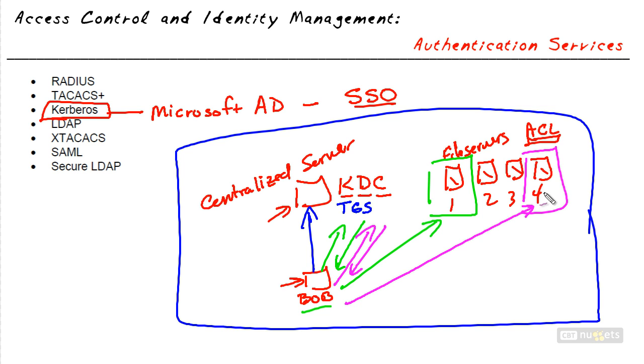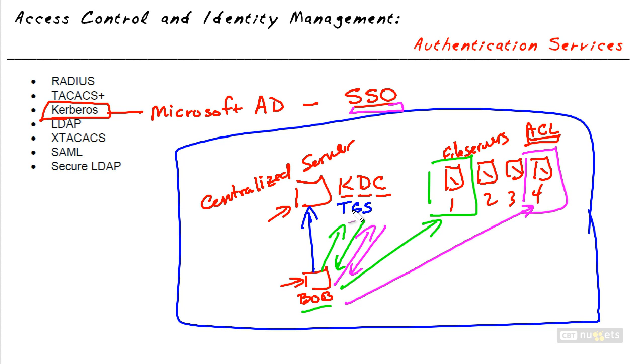And now file server number 4, now knowing the identity of Bob, could go ahead and allow access or deny access based on the permissions and rights that Bob has been given to the files and directories on file server number 4. And the cool thing about this is that Bob only had to log in once to the KDC, prove who he was, and then all the tickets that are being issued in the background don't require Bob to re-authenticate every single time he wants to go to a new server.